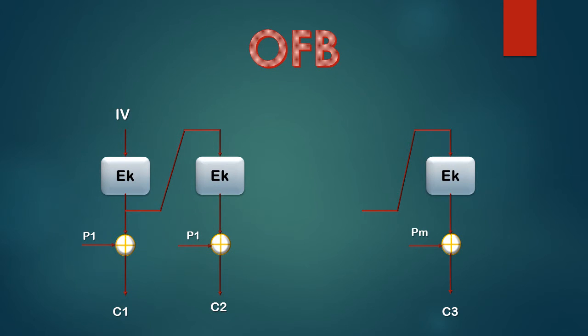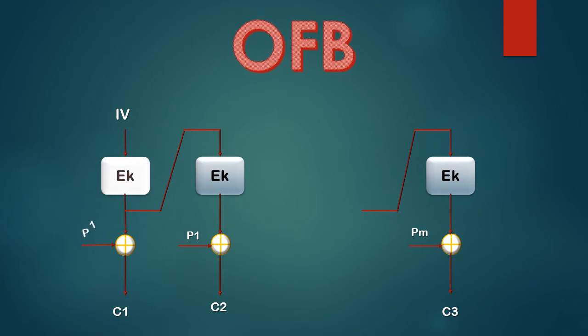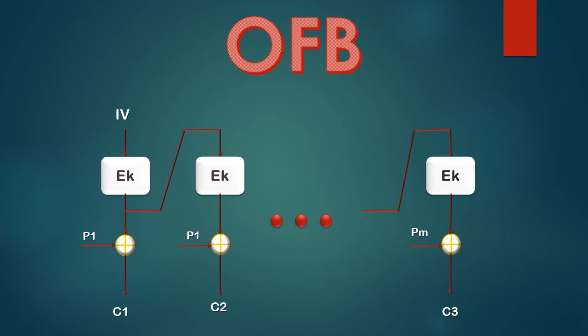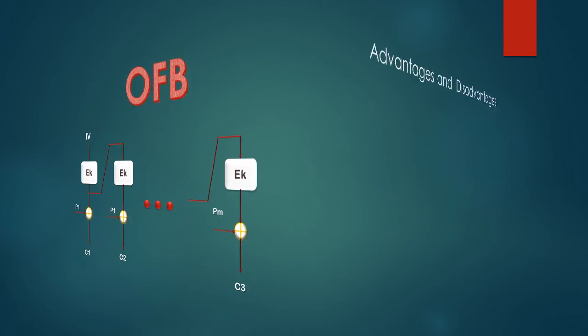The next mode of operation is OFB, Output Feedback Mode. It's quite similar to CFB, except that each block of ciphertext is generated by XORing the plaintext with the output of the encryption function instead of the preceding ciphertext. As for the CFB mode, we need a randomly generated IV, which is encrypted and then XORed with the plaintext in order to get the corresponding ciphertext.